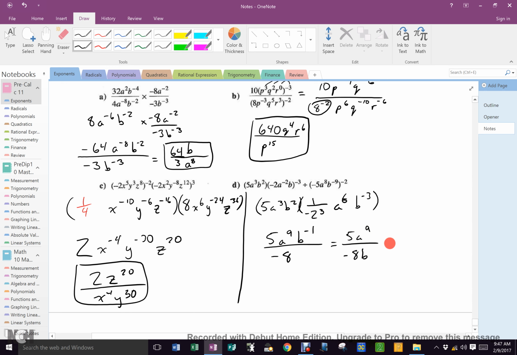Now that is divided by, now I want to tidy this one up, which is 1 over negative 5 squared, a to the negative 16, b to the 18th. So that is 1 over 25, a to the negative 16, b to the 18th. That negative 16 has to come up to here. So I'm going to erase it from there. And I get 25a to the 16th.